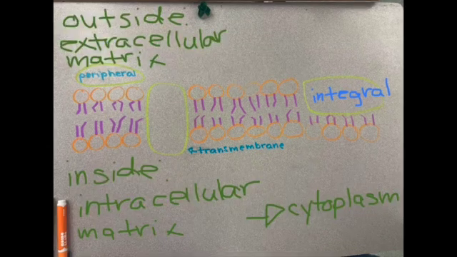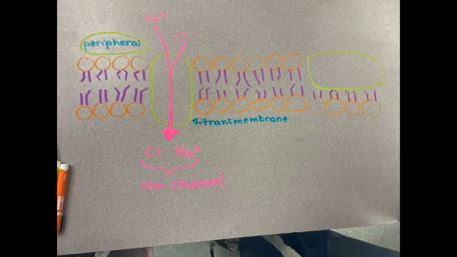The outside of the cell is called the extracellular matrix, and the inside is called the intracellular matrix, or the cytoplasm. Labeled, we have transmembrane proteins and peripheral proteins, which both help molecules pass through the membrane. An ion is an atom with a charge. The ion channel is the protein that allows ions to pass through.